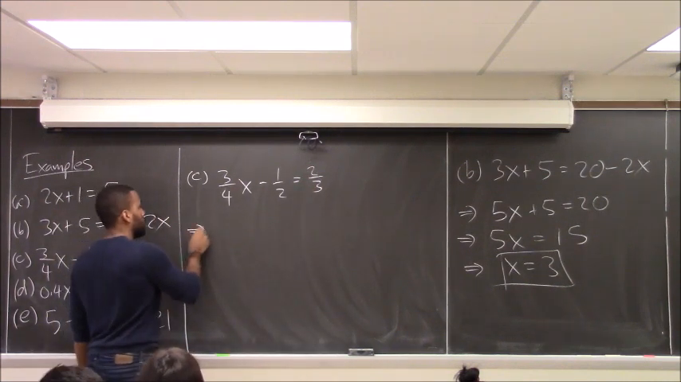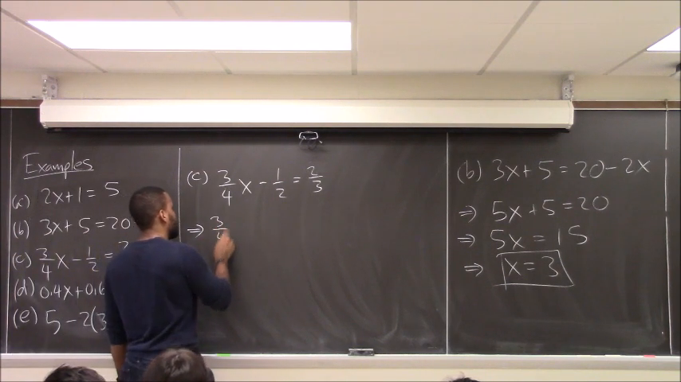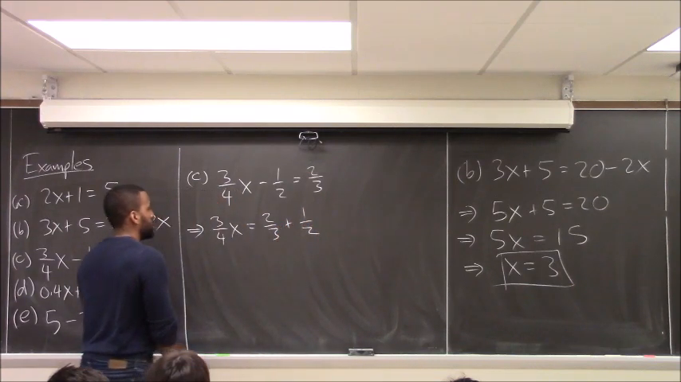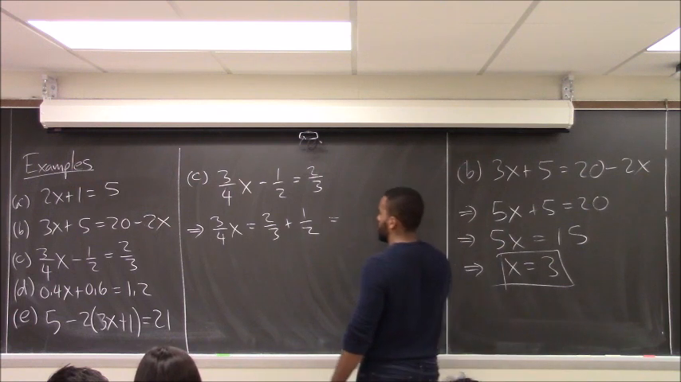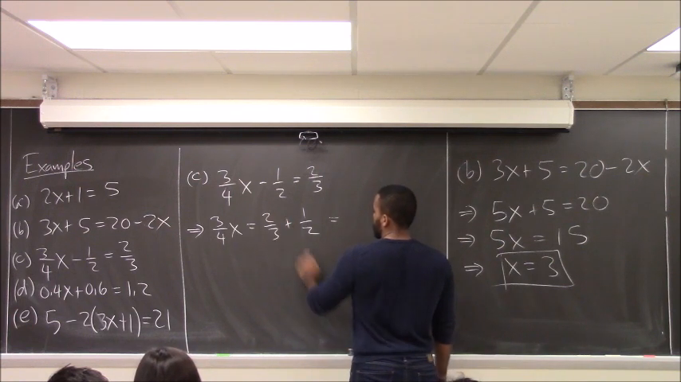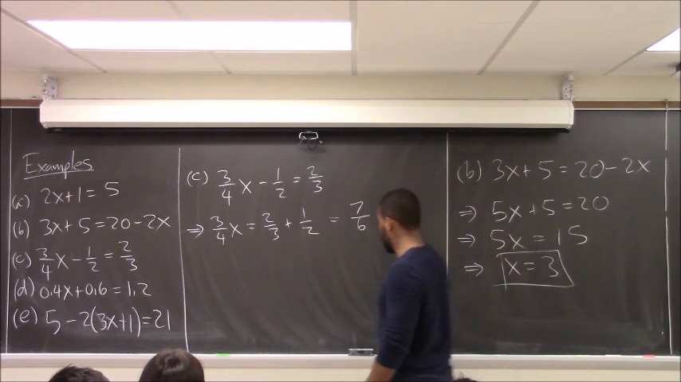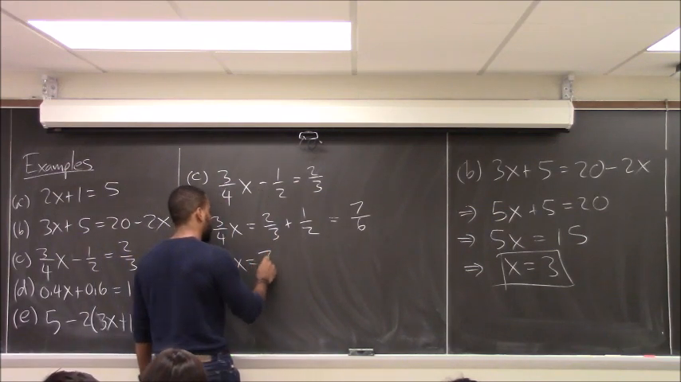Okay, what do we do now? You can add 1/2. What's 2/3 plus 1/2? Right. 2 times 2 is 4. 3 times 1 is 3. 4 plus 3 is 7. This times that is 6. So that's 7 over 6. So then I get 3 over 4x equals 7 over 6.